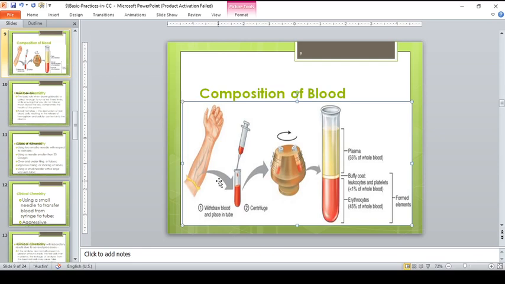Okay, so we have here the composition of blood. So when you draw blood, so actually this one, guys, if this is a tourniquet, it is misplaced because that must be 3 to 4 inches away from your puncture site. Okay, so we have here veins. So if you draw blood, you will have a plasma or serum depending on the tube where you will place the whole blood. If you put the whole blood into a tube that has no anticoagulant, definitely you will have a serum after the centrifugation process.